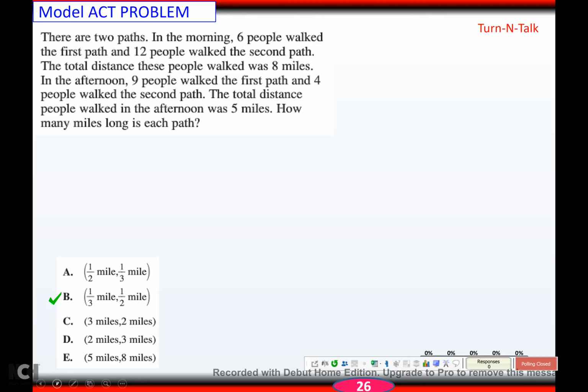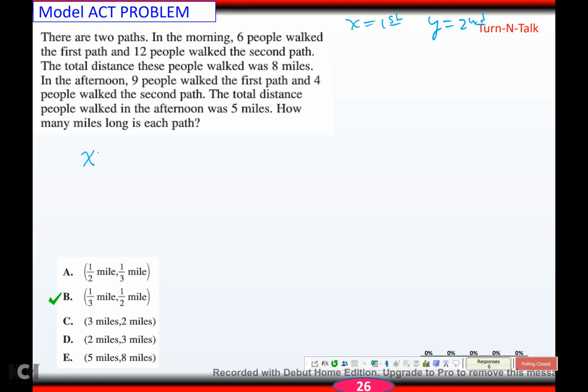And hopefully you got B. There are two paths. So let's call X the first path and Y be the second path. It says 6 in the morning, so we're talking morning. 6 people walked the first path. So that first path we call X. That's the miles of the first path.